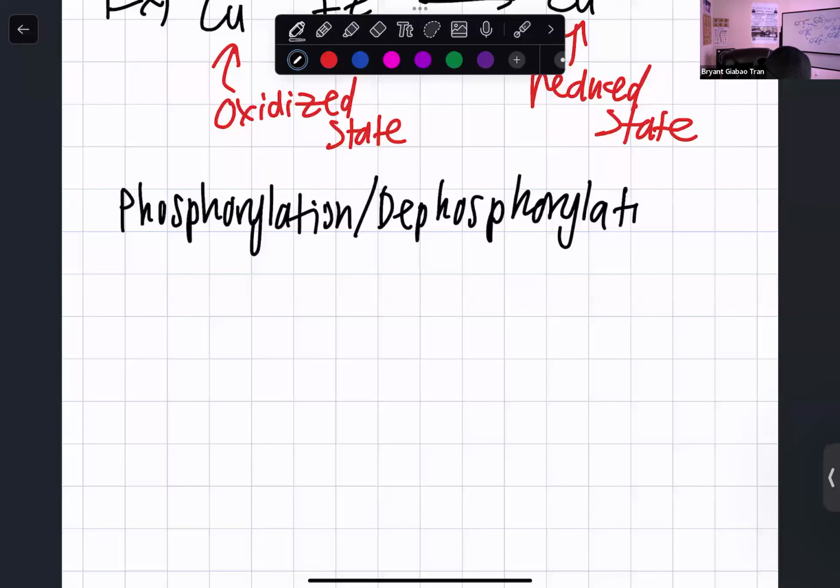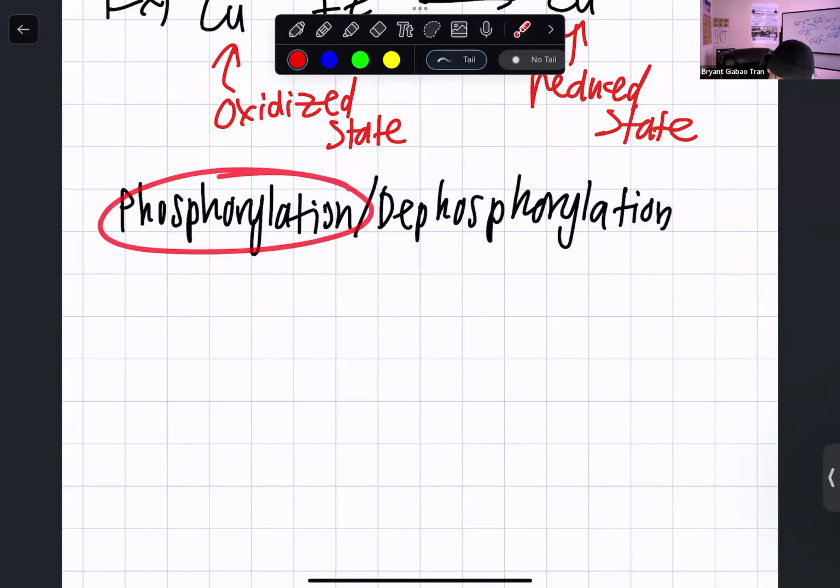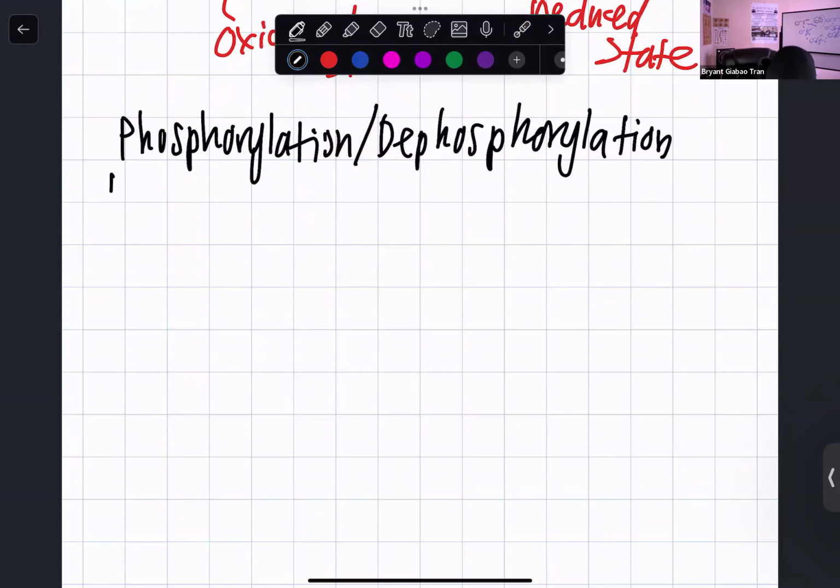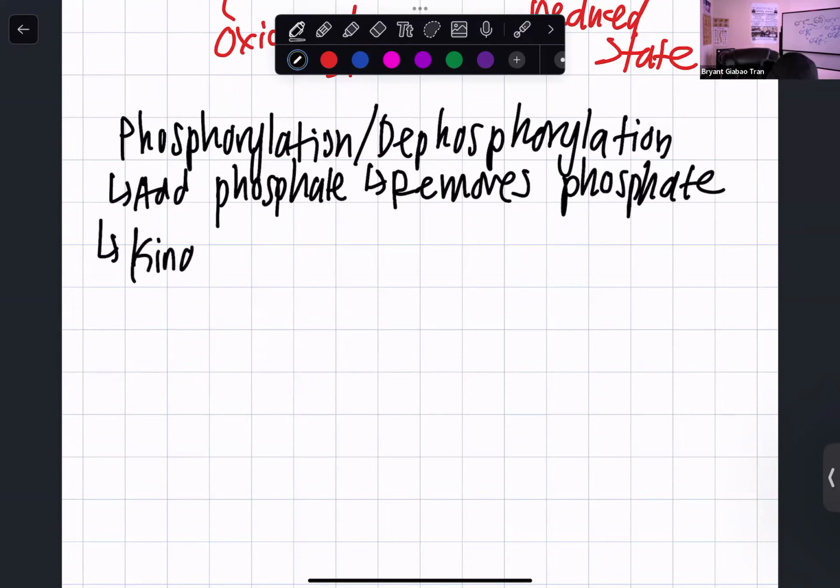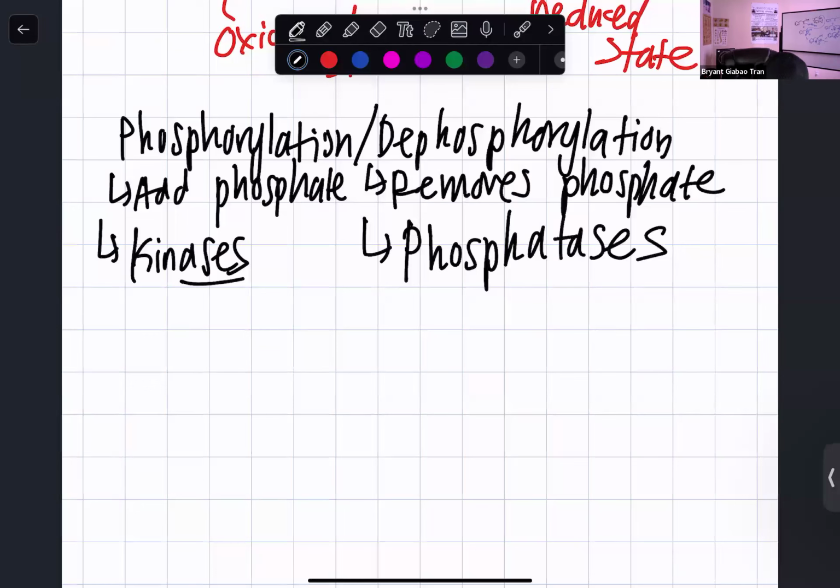When you see phosphorylation, think of adding a phosphate group. When you see dephosphorylation, think of removing a phosphate group, right? Phosphorylation adds phosphate, dephosphorylation removes phosphate. The enzymes that do phosphorylation are kinases. The enzymes that remove phosphate groups are phosphatases. And whenever you see a word that ends in ase, that's going to be an enzyme, right?